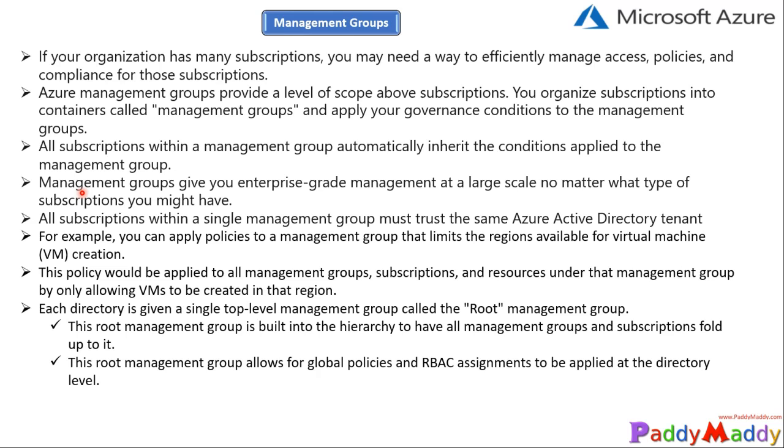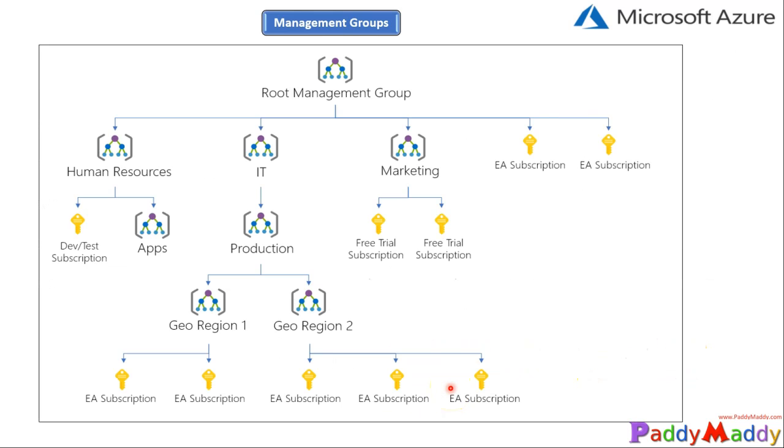So the root management group is built on a hierarchy called management groups, and the subscriptions are above it. The root management group will allow global policies and RBAC assignment to be applied at the directory level. As we talked about, management groups are fully tied to the tenant level, the Azure AD tenant, so you can easily apply and configure RBAC assignments and policies.